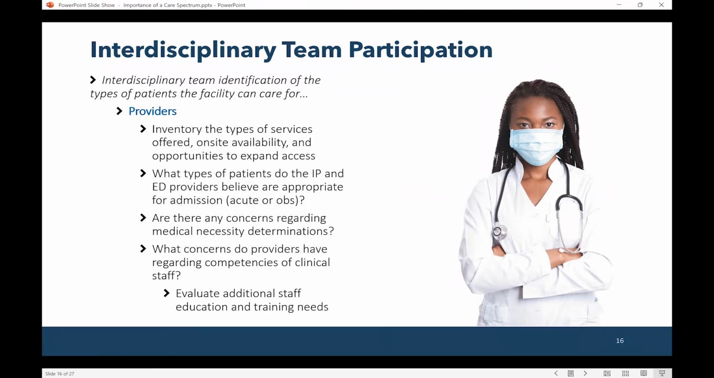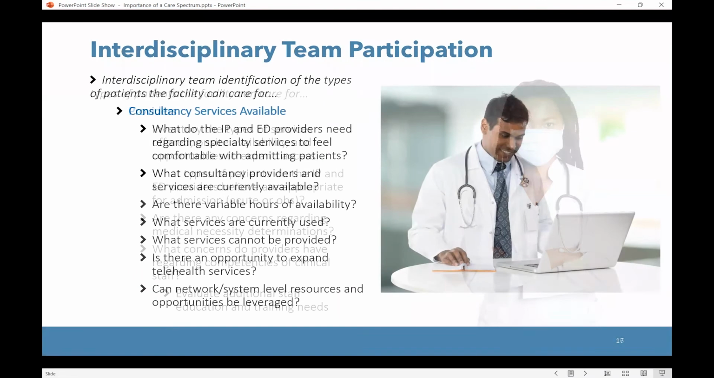So we have to have both the inpatient and the ED providers discuss this, who they believe is appropriate for acute or obs. Do we have any concerns regarding medical necessity determination? That's why we want to work with case management on that. And then, do the providers have any concerns regarding competencies of our clinical staff? And if that's the case, then maybe we need to have additional education or training.